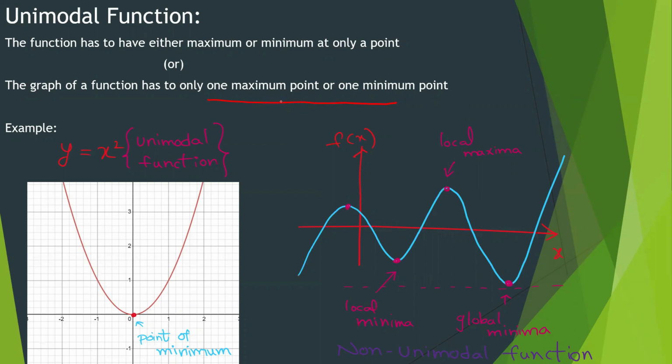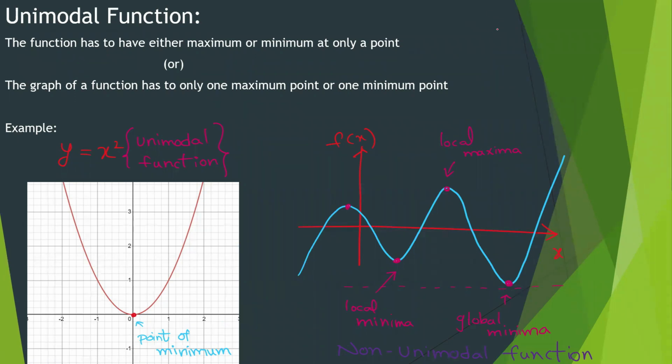Suppose if you take an example, y is equal to x squared. So this is a unimodal function. If you see the graph, this was the graph. So we have only one point, that is the point of minimum. So if a graph contains only one point, the point can be either maximum or minimum. Then it's known as a unimodal function.